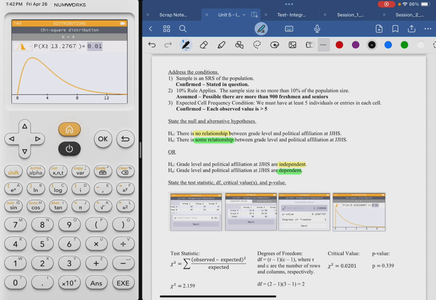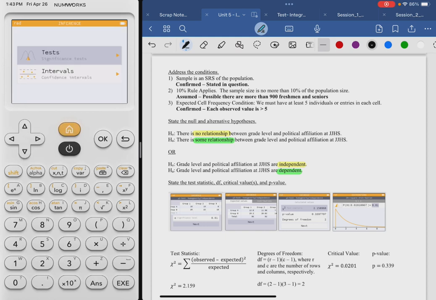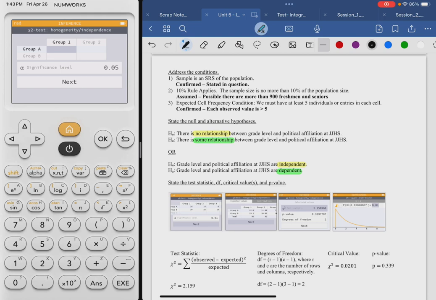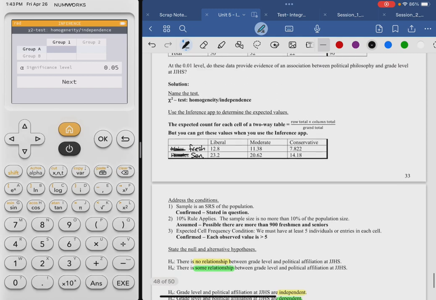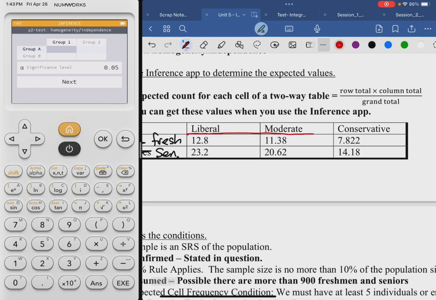So I gave you some screenshots on how to get through this. This is in the inference app again, under tests, still chi-square, but this time homogeneity and independence. And then you can see that we just pop the values in, and it'll give us the test statistic, degrees of freedom. Degrees of freedom is based solely on the table, really. It's the number of rows minus 1 times the number of columns minus 1, not including headings or totals, so ignore those. Just basically the meat of the table.